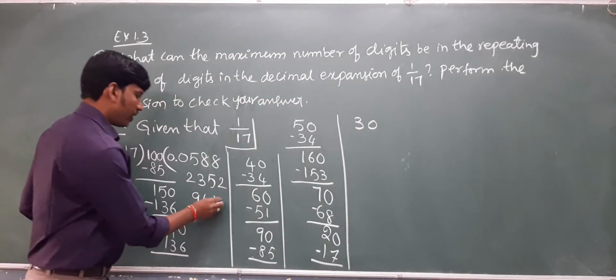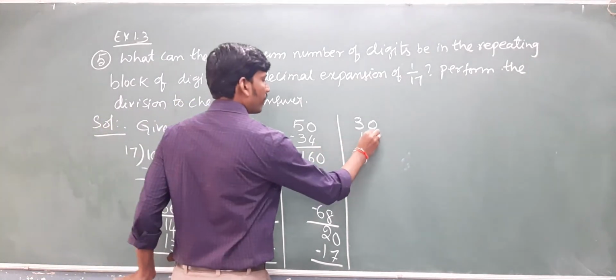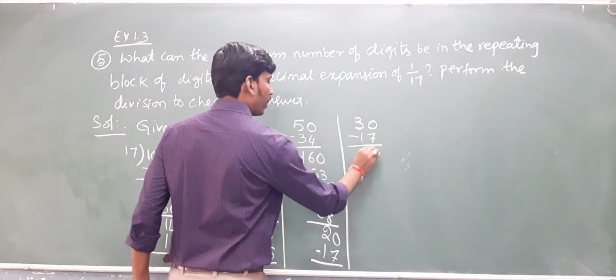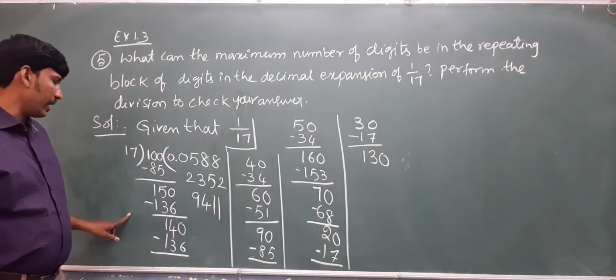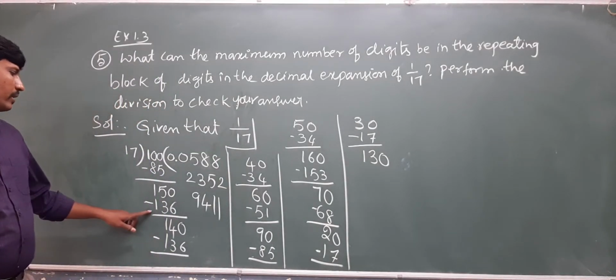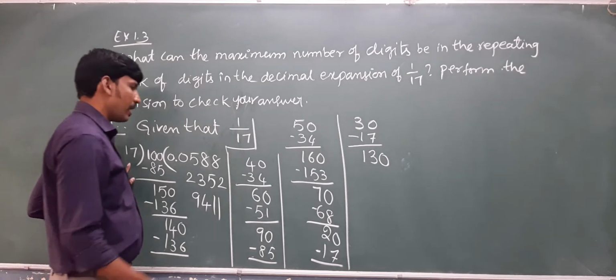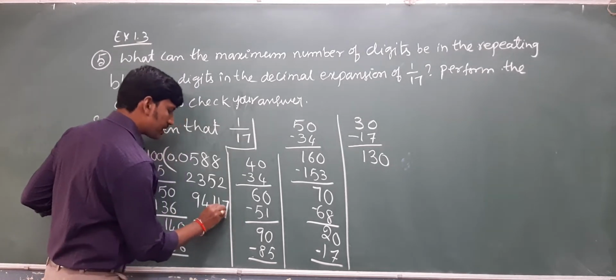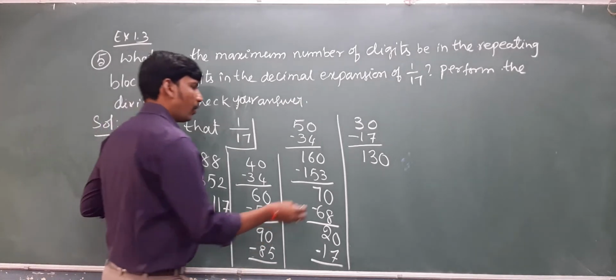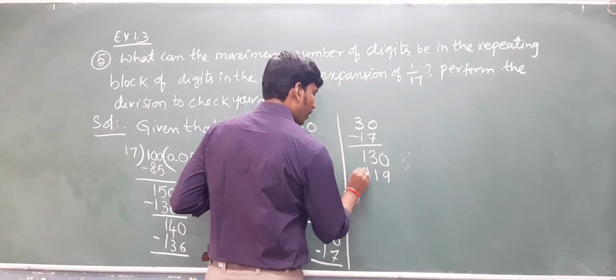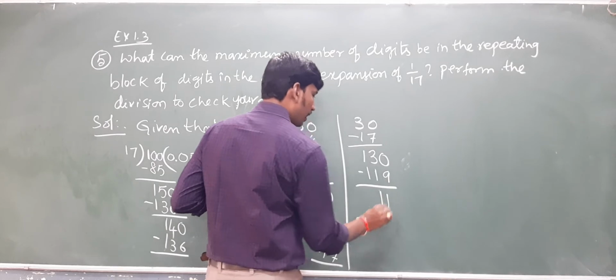Now again 17 1s are 17. When subtracting 30 minus 17, we get 13, so 130. So now we got 130. 130 means again 17 8s are 136. 17 7s are, how much will be here? 7 7s are 49. That is 119. When you subtract this, you get 11.